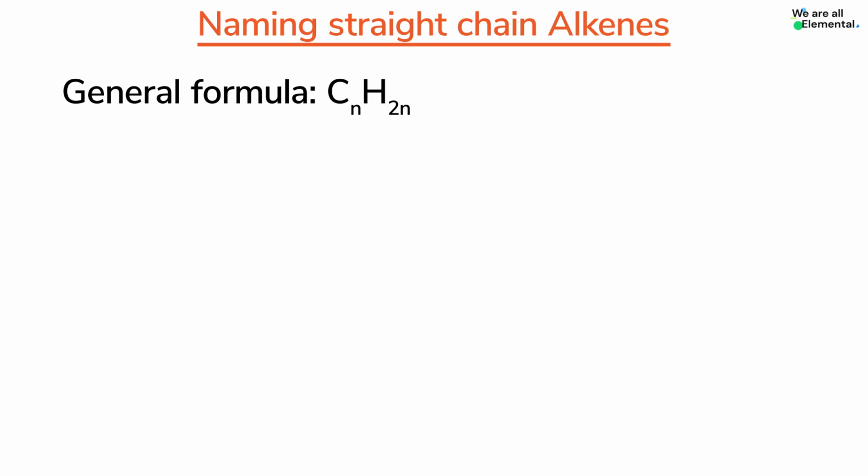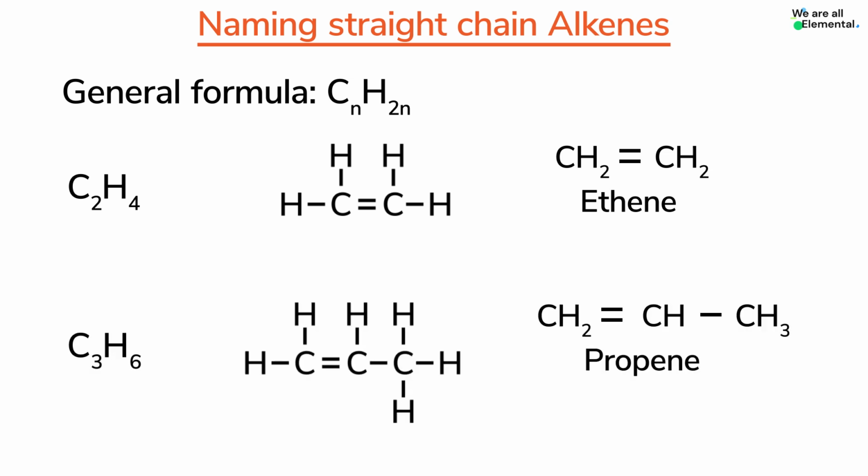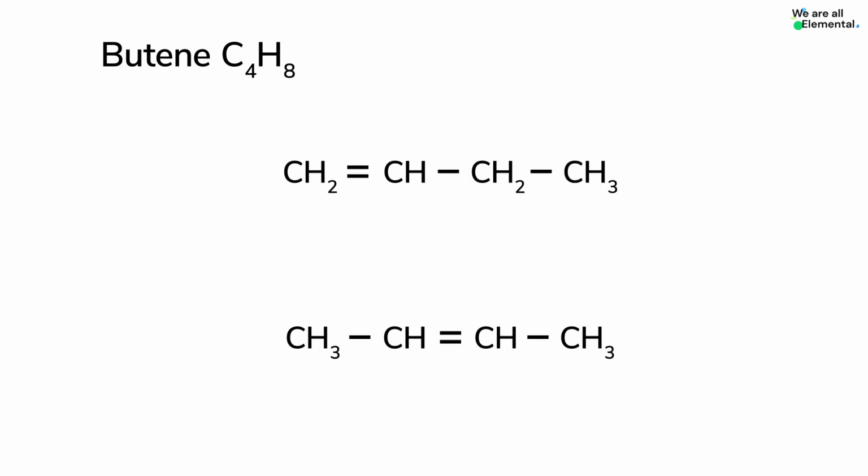The first member of alkene series is ethene, and here's the molecular, structural, and condensed structural formula. And the next member is propene. And then there is butene, which is a 4-carbon alkene. In butene, there are 2 possibilities. You can see that both the compounds are butene, but the position of the double bond in the chains is different. In naming these compounds, the position of the double bond has to be stated.